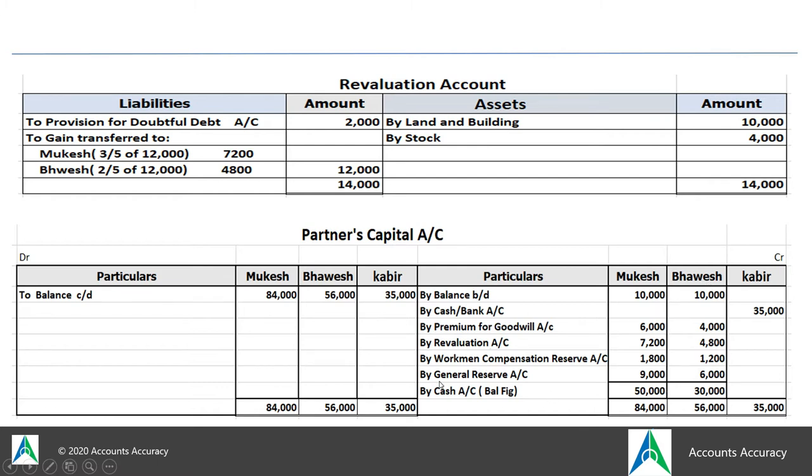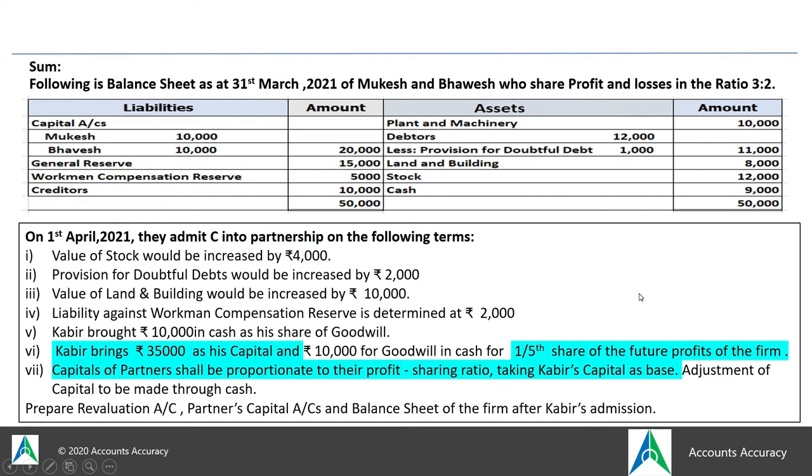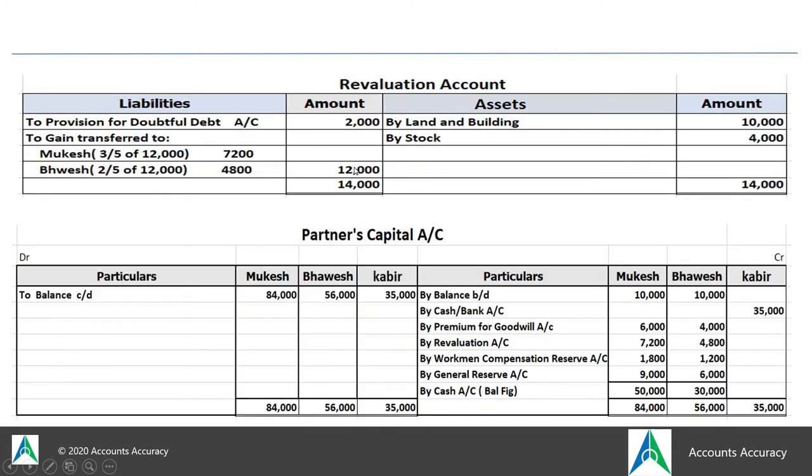Next to that, we have general reserve. As you know, all the reserves also partners need to distribute before the arrival of new partner among themselves in the old ratio. So that's why the general reserve value, that is 15,000, will be again distributed among the old partners in the old ratio, that is 3:2. So 3/5 of 15,000 is 9,000 and 2/5 of 15,000 is 6,000. It's been given to Mukesh and Bhavesh respectively.